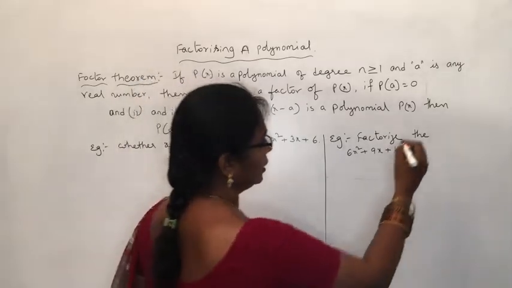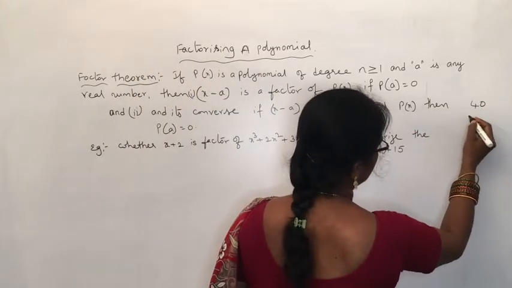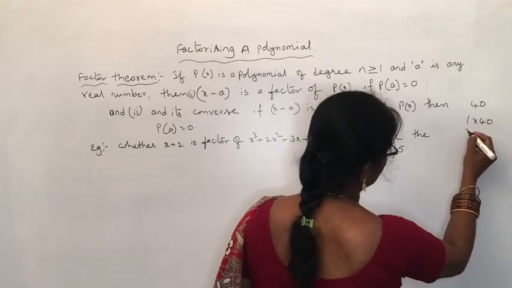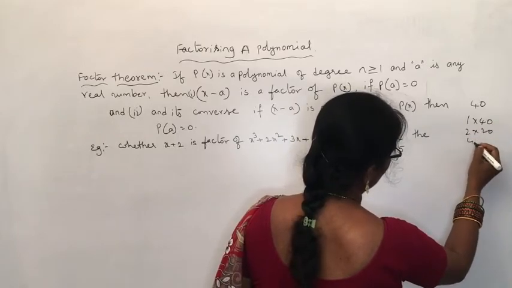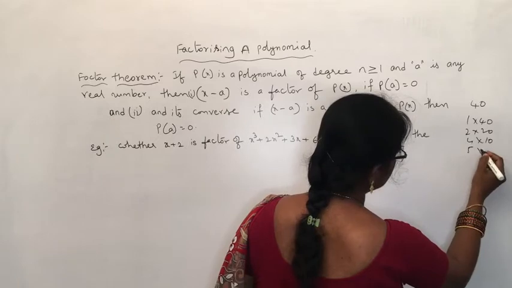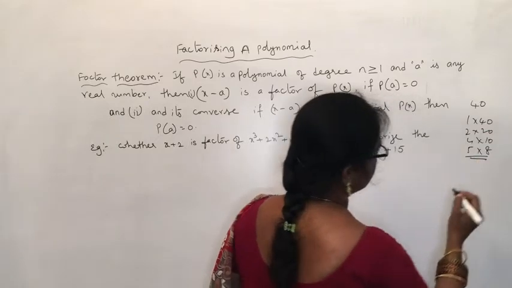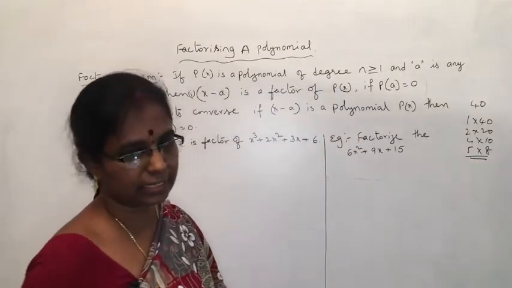Suppose 40. Then what are the factors of 40? 1 times 40, 2 times 20, 4 times 10, 5 times 8. These are the factors of 40. Like that we learnt, then prime factors like that.